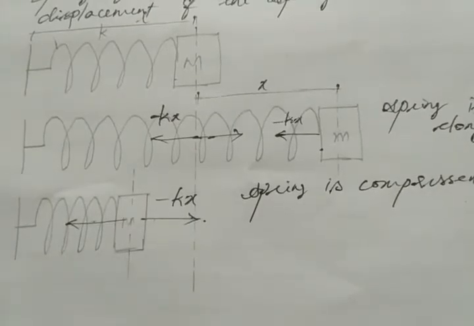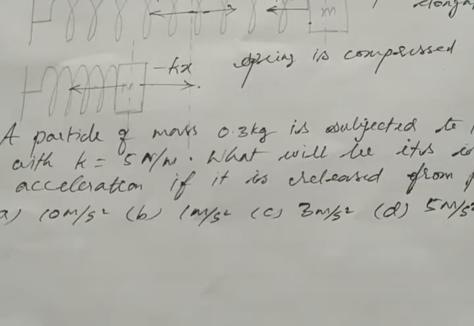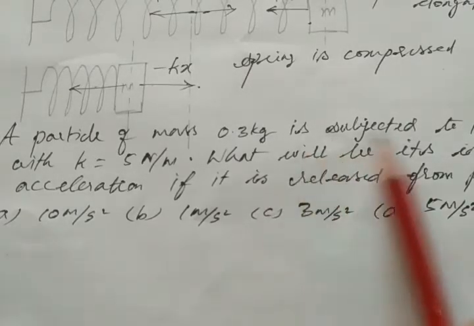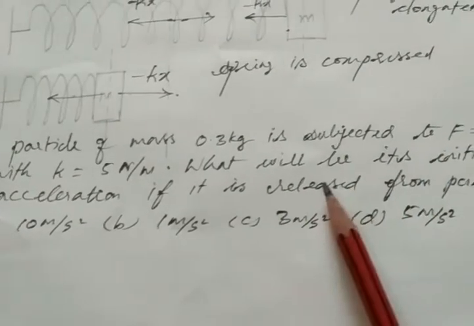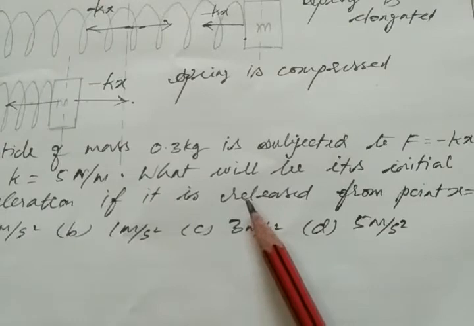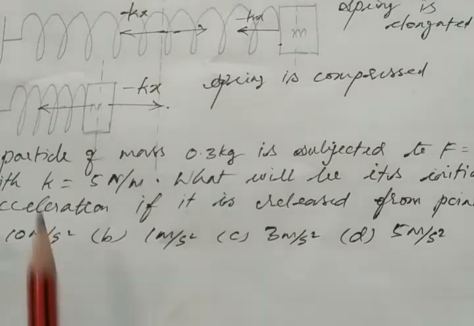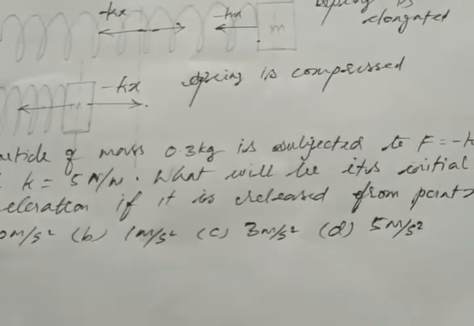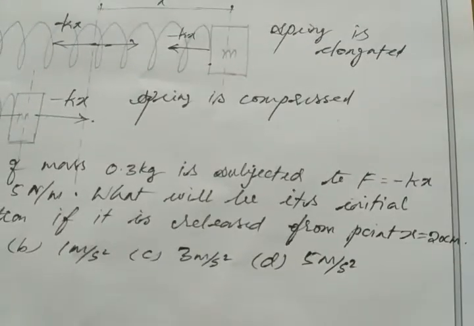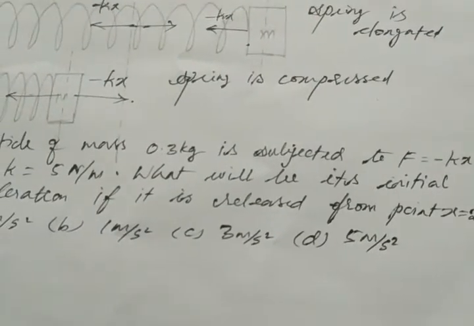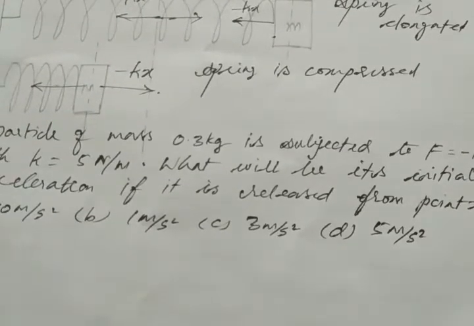So we will solve a numerical based on this. The problem says that a particle of mass 0.3 kilogram is subjected to force F equal to minus kx with K equal to 5 Newton per meter. Here K means stiffness constant or spring constant. What will be its initial acceleration if it is released from point x equal to 20 centimeter? We have four options: 10 meter per second square, 1 meter per second square, 3 meter per second square, and 5 meter per second square.